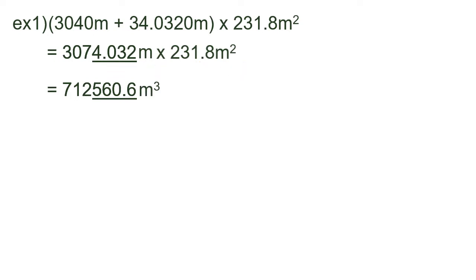So now I write my final answer. 712 is what I'm keeping. After rounding, it becomes 713. So I will write 7.13 times 10 to the 5 meters cubed.